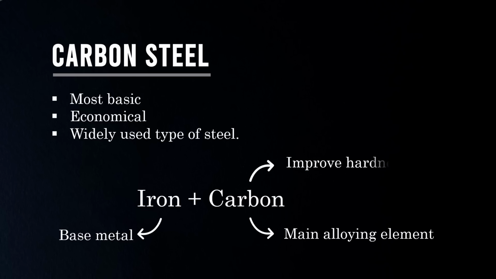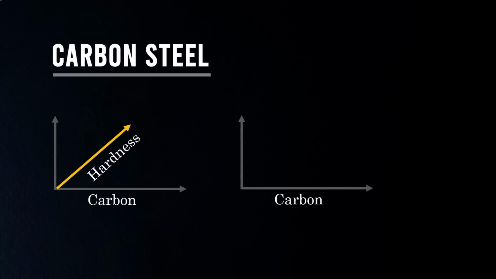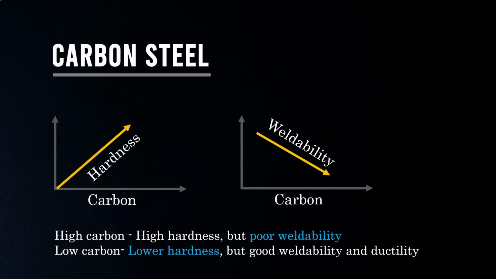The carbon improves the hardness and strength of steel. Otherwise, pure iron is soft and lacks strength. But there is a trade-off. As the carbon content increases, the hardness increases, but weldability decreases. So high carbon means high hardness but poor weldability. Low carbon means low hardness, but good weldability and ductility.